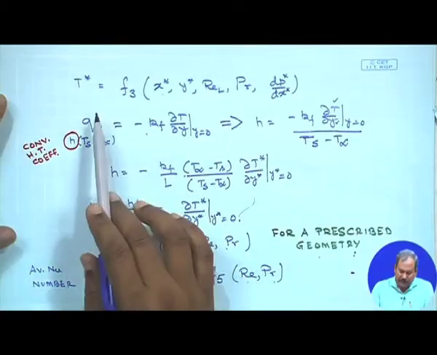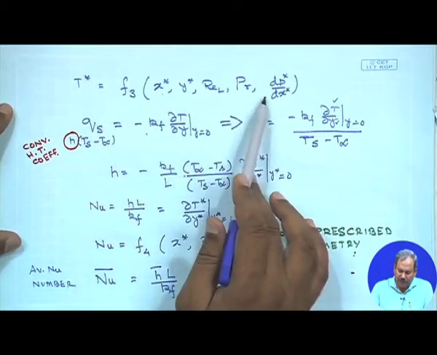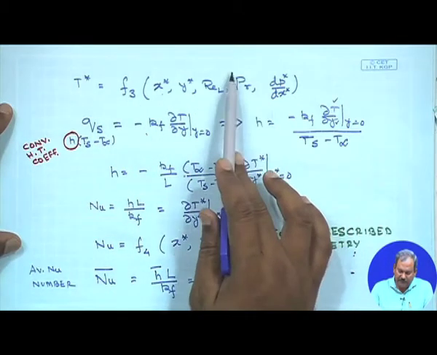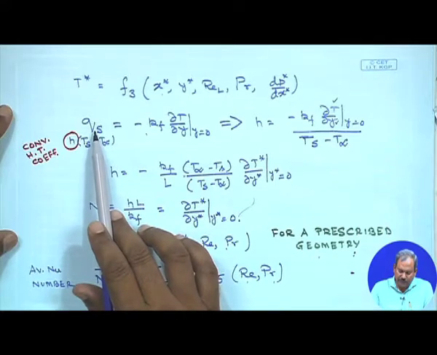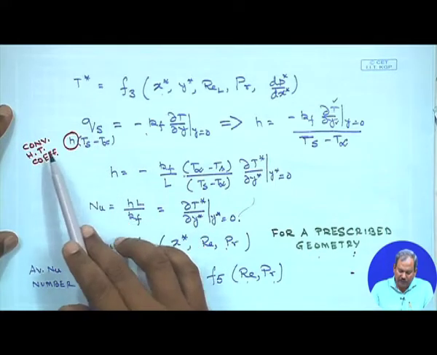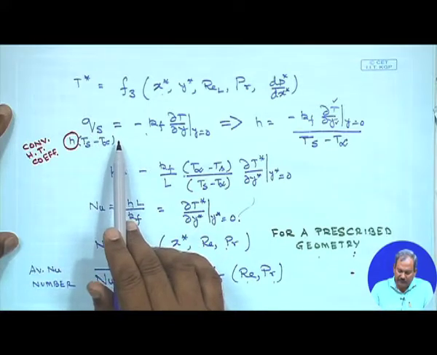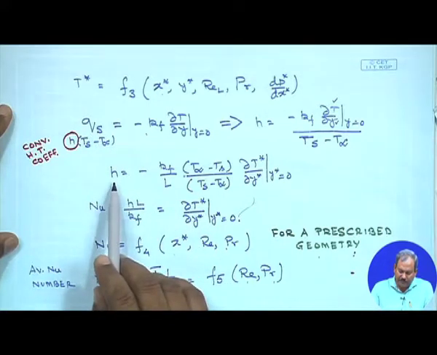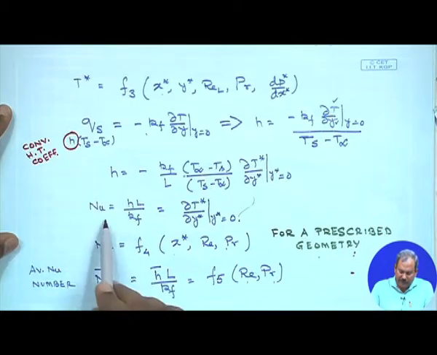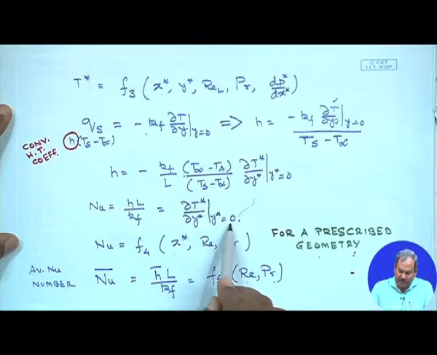Similarly, we started with the energy equation, and we identified that T star is going to be a function of all this, with the additional Prandtl number. Then we start with the equality of convection and conduction at the solid liquid interface, and from that we obtain the expression for h, and finally the expression for Nusselt number, which is the dimensionless temperature gradient at the wall, that means at y equals 0. Since I have specified the value of y, Nusselt number would be a function.